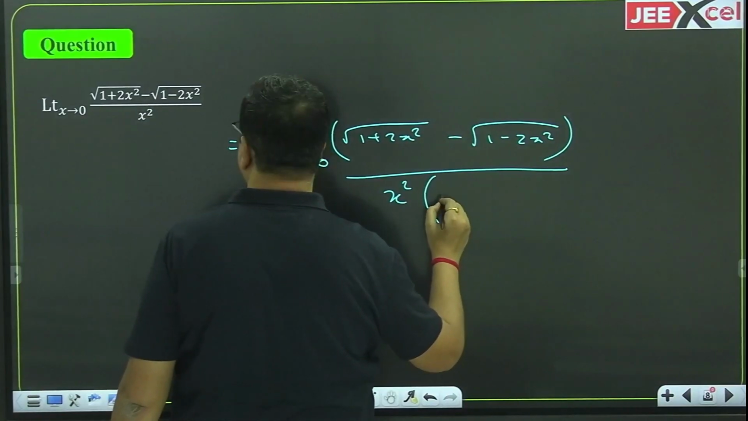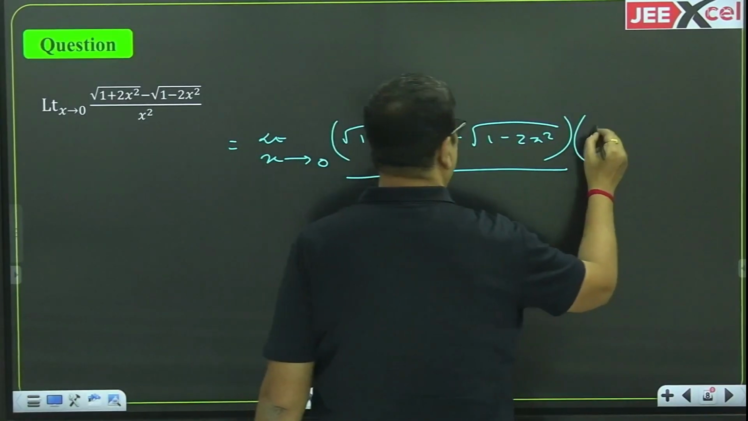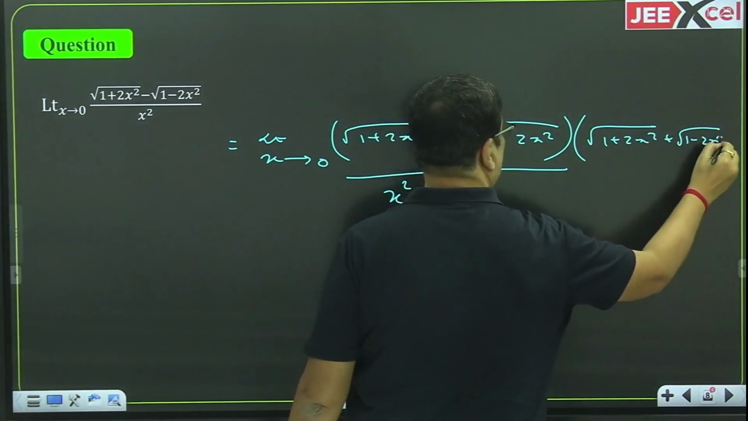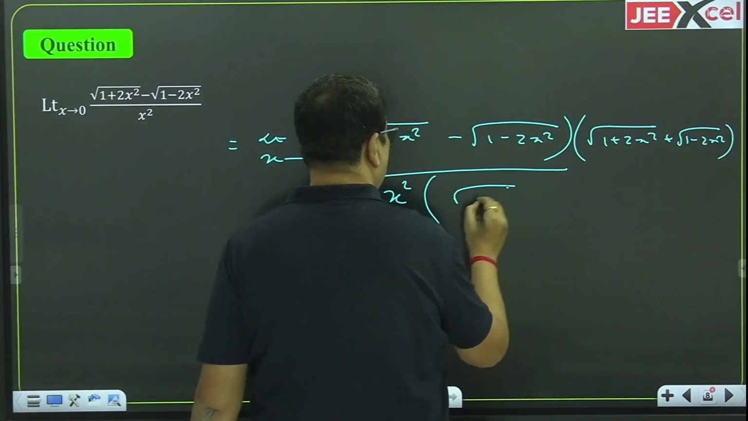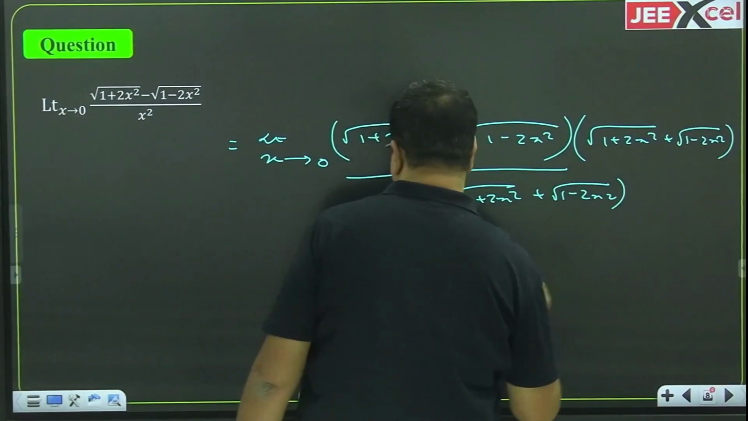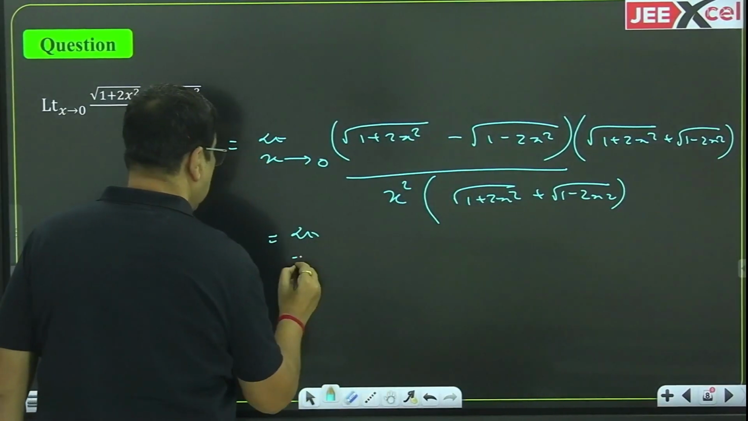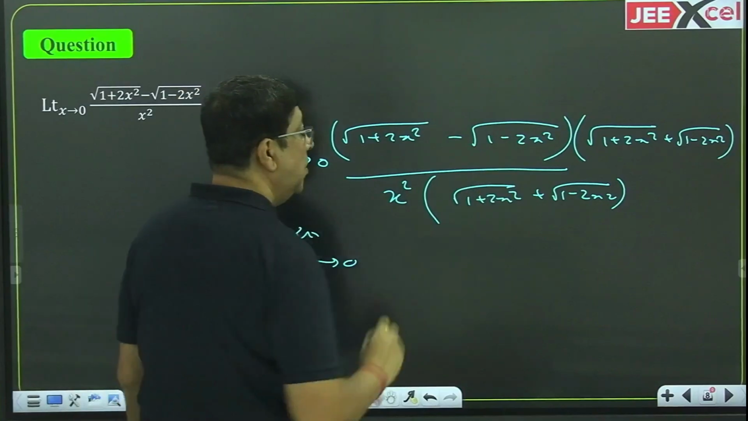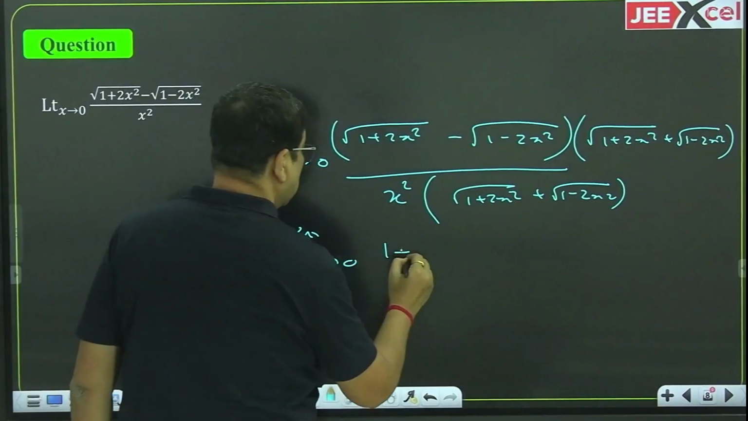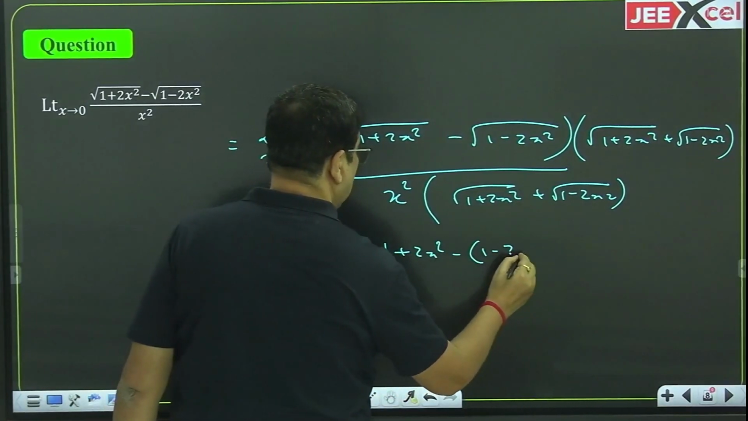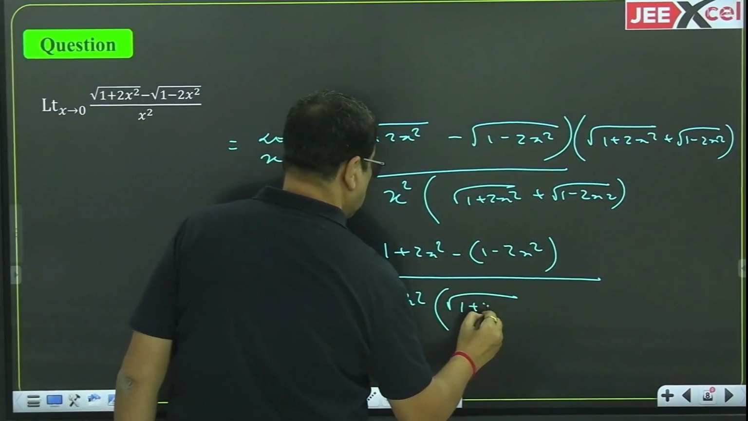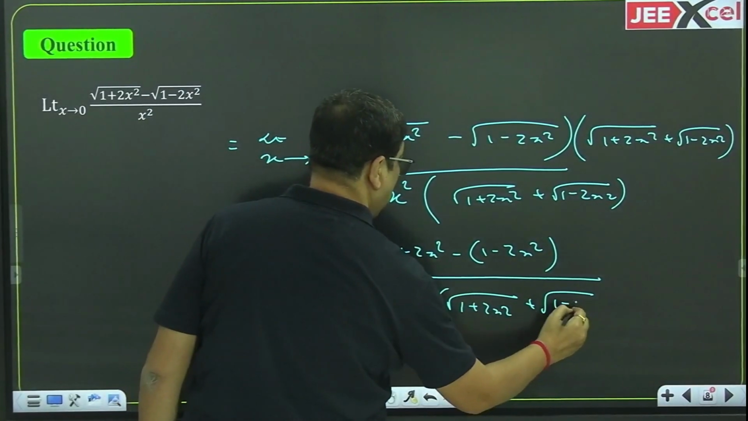So what will we do? Multiply by root over 1 plus 2x square plus root over 1 minus 2x square, in numerator and denominator. Okay? So a plus b into a minus b is a square minus b square. So 1 plus 2x square minus 1 minus 2x square, total divided by x square times root over 1 plus 2x square plus root over 1 minus 2x square.